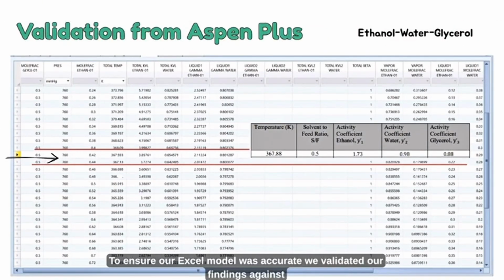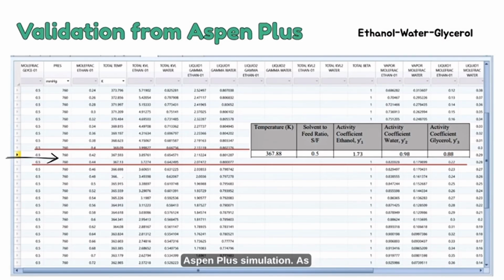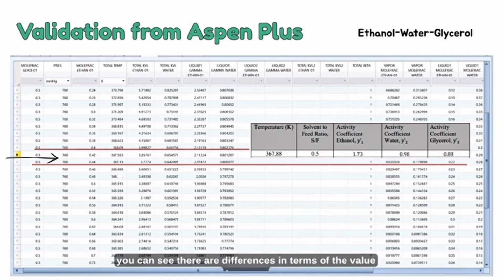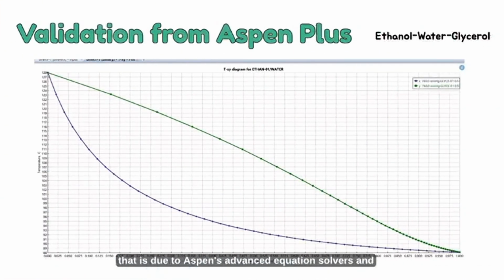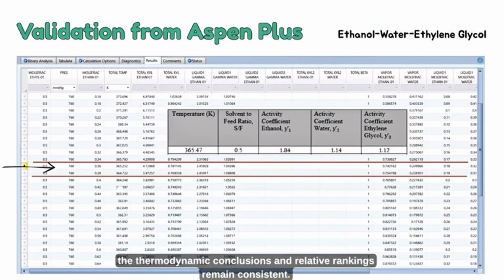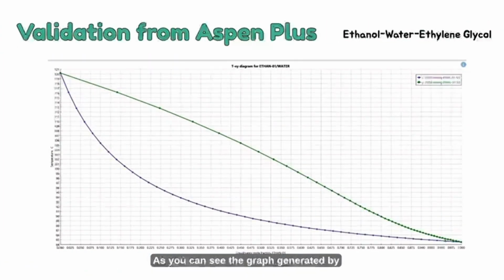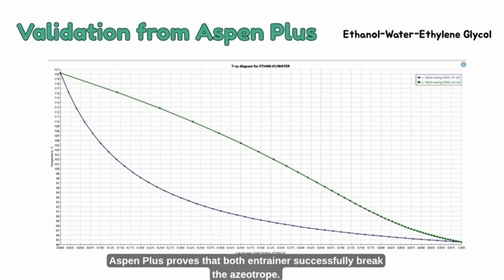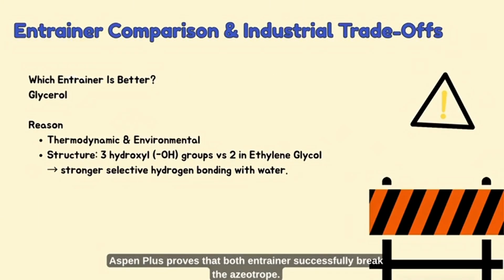To ensure our Excel model was accurate, we validated our findings against the Aspen Plus simulation. As you can see, there are differences in the values. However, that is due to Aspen's advanced equation solvers, and the percentage relative error is quite low, and the thermodynamic conclusions and relative rankings remain consistent. The graph generated by Aspen Plus proves that both entrainers successfully break the azeotrope.